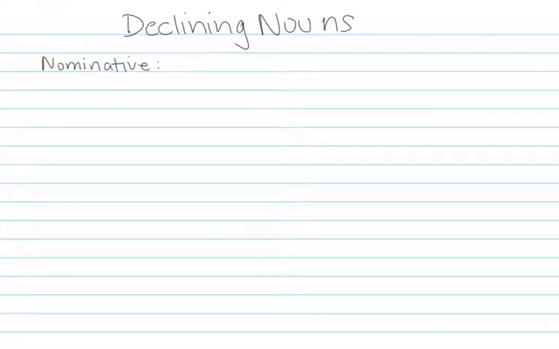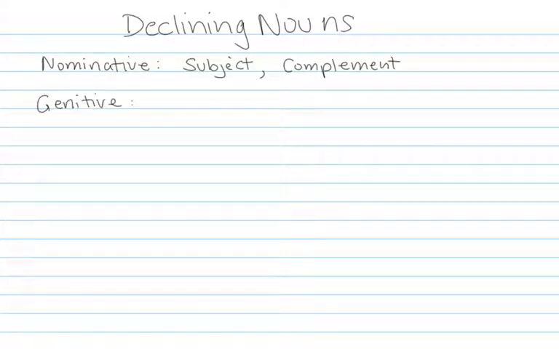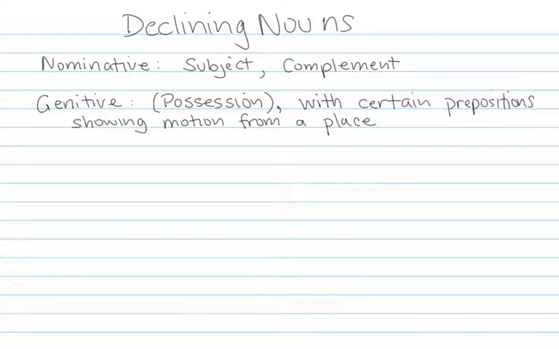We've already learned the nominative, and we know that it's used to show the subject and the complement of the sentence. In this chapter we learn the genitive. Eventually we'll see that the genitive is used to show possession, but for now, for this chapter, we're going to be limited to using the genitive with certain prepositions showing motion from a place. So, for example, I walk ek tou oikou, I walk out of the house.